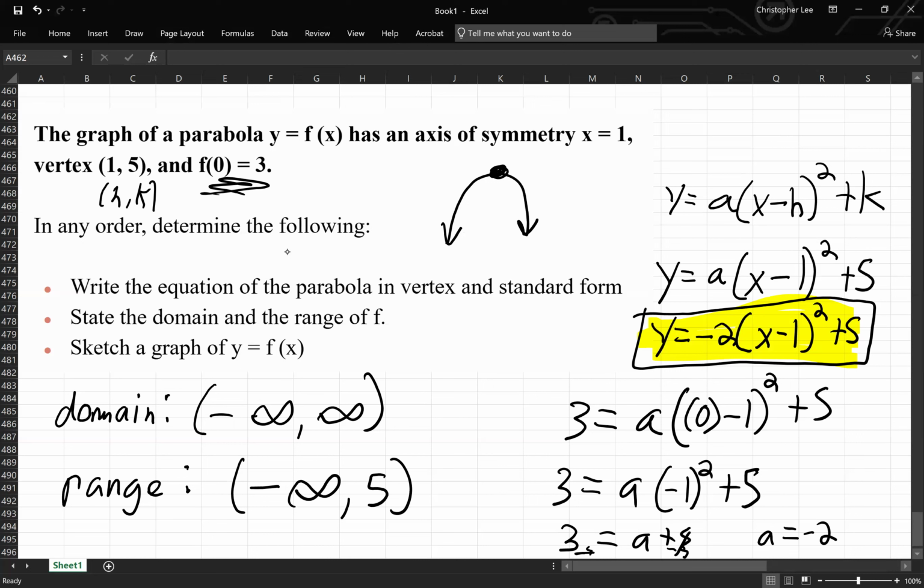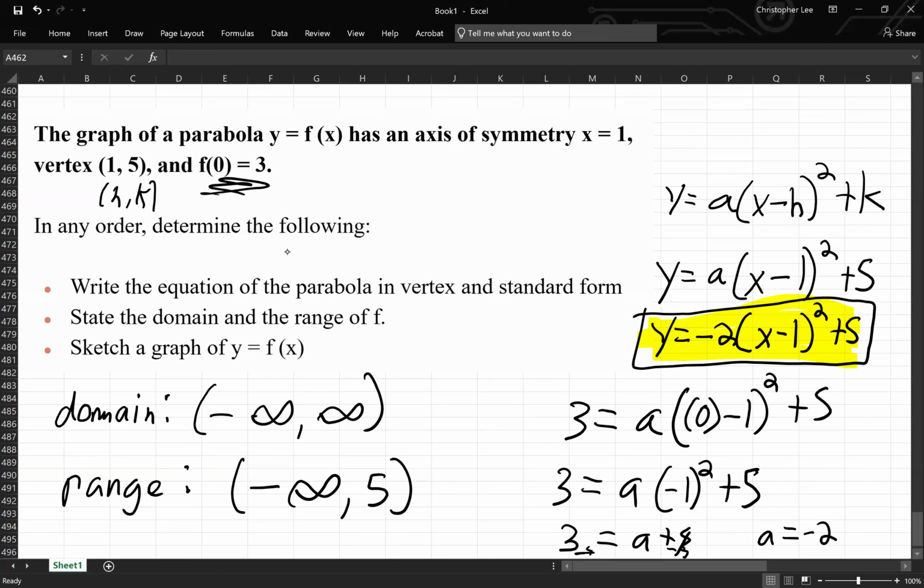What happens if it was the other way? What if it was a minimum? It would go from the vertex all the way up to infinity. So if it was a regular parabola where a was positive, it would go from the vertex up to infinity. Good stuff.